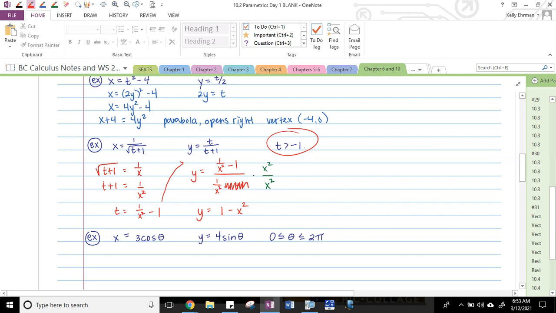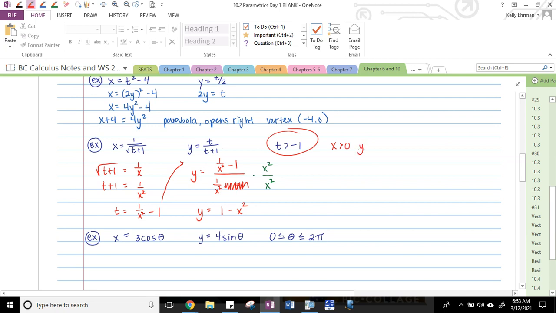If t has to be greater than negative 1, what does that say about x? If I can only plug in t values bigger than negative 1, now t doesn't have to be a whole number, but if I just pick 0, that makes it 1 over 1. Even if I pick anything, like negative 0.9, this is a positive 1 divided by a positive square root. Restricting t to be greater than negative 1 ensures that this is a real number. x is going to be positive no matter what.